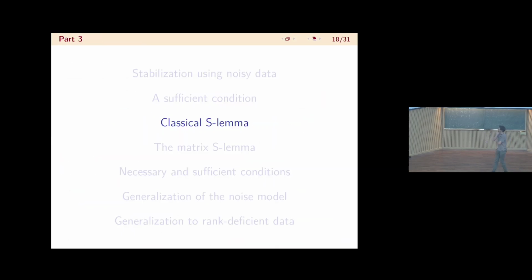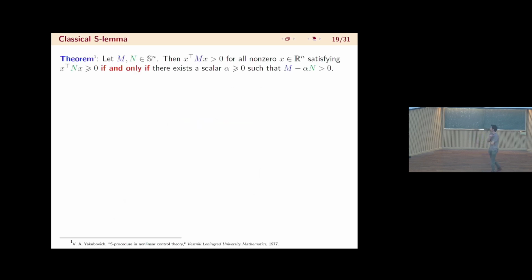So let me then continue. As I said, I'm on this quest of obtaining necessary and sufficient conditions. And an important ingredient in that is this classical S lemma. That was first proven by Jakubowicz in the paper over here. And the statement of the theorem is as follows. It's a very interesting result already by itself. You can use it also for studying other problems.